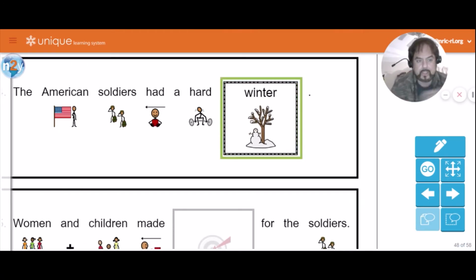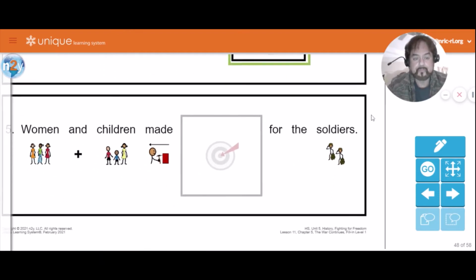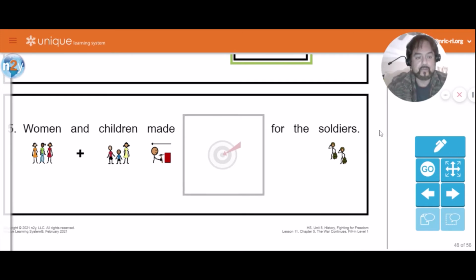Ooh, cold like it has been recently. Imagine it being cold outside. You don't have warm winter clothes. Oof, must be awful. Must have been awful for them. And they did it all for us, the Americans, their ancestors, so we could live in freedom.